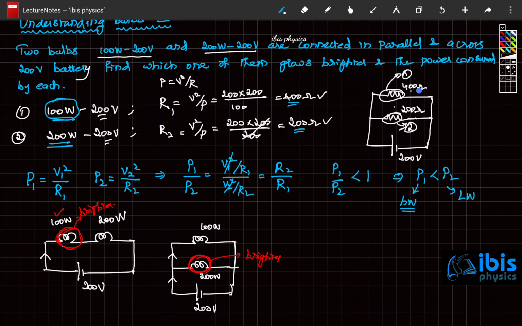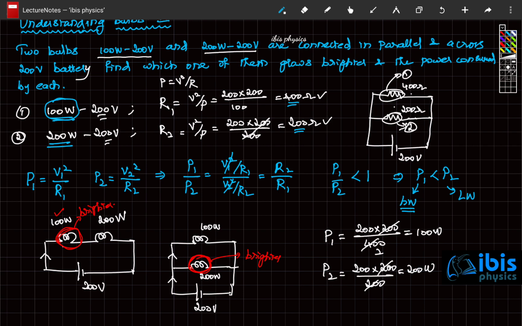So its resistance is 400 ohm, 200 volt. So power consumed by the first bulb is equal to V square by R, so 200 into 200 by the resistance of the bulb, 400, so it is 100 watt. And what about this one? Power consumed by the second one is the same, 200 into 200 by resistance 200. Calculate, this is 200 watt.